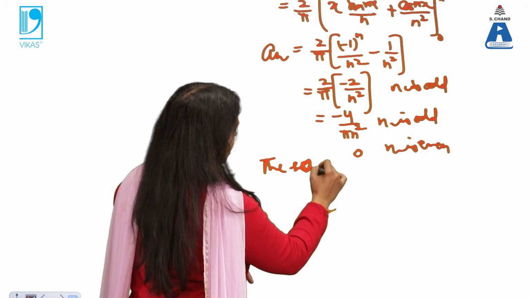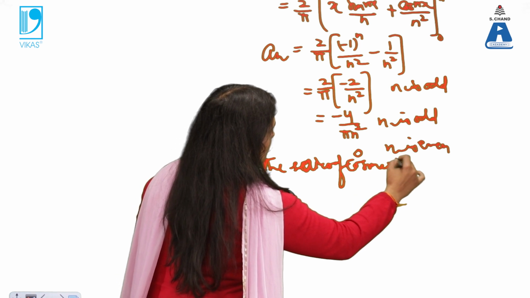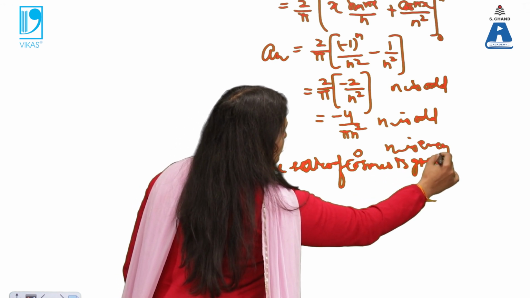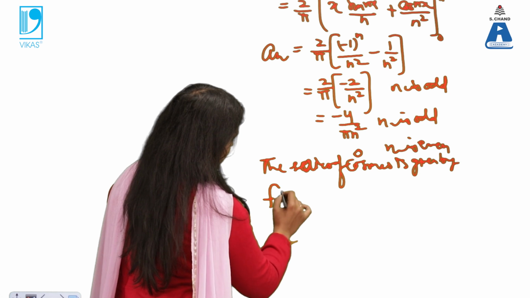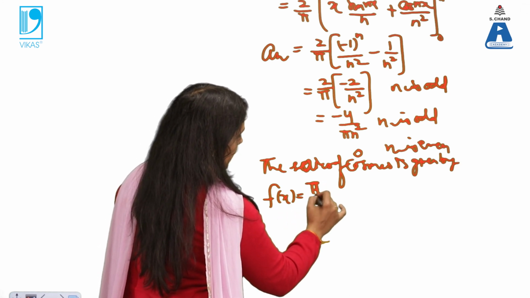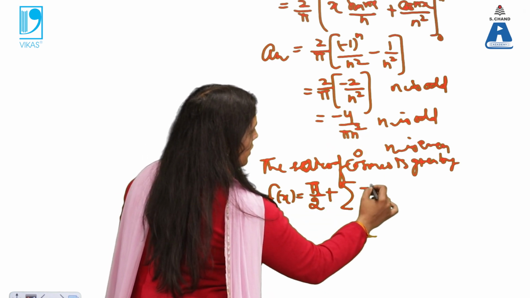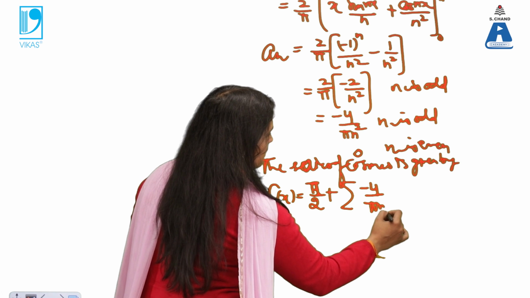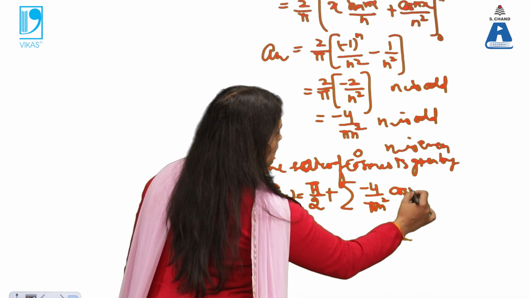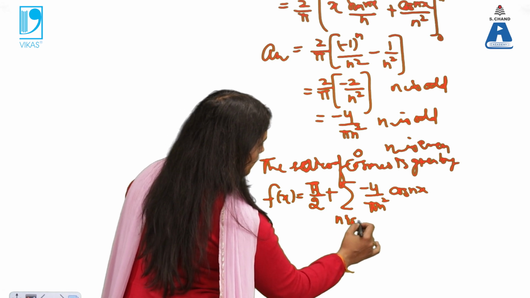So finally we write the series of cosines. It is given by f(x) equal to a naught by 2, that is pi by 2, plus summation of this value, minus 4 by pi n square, cos nx, and this is for odd n only.